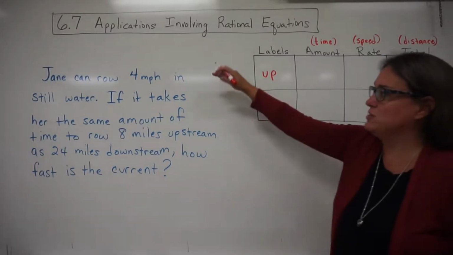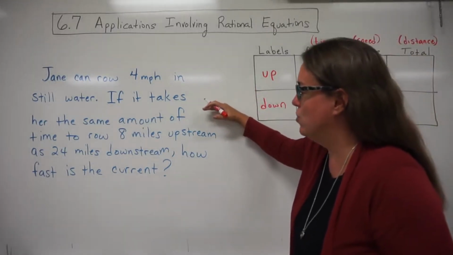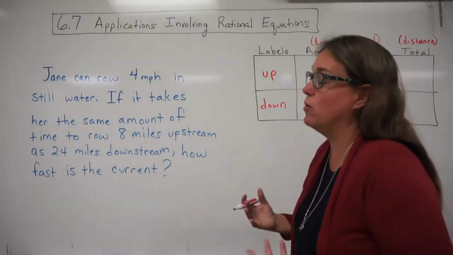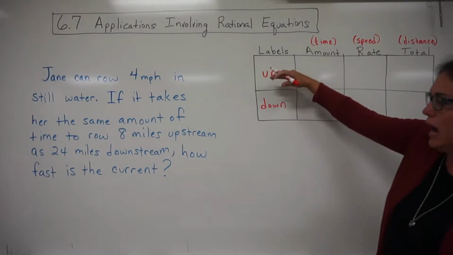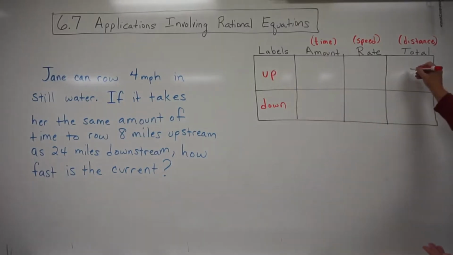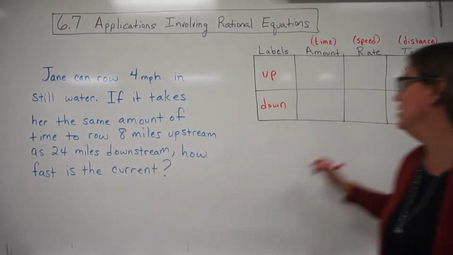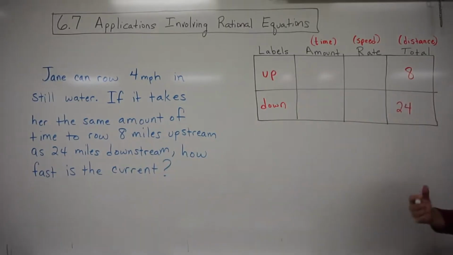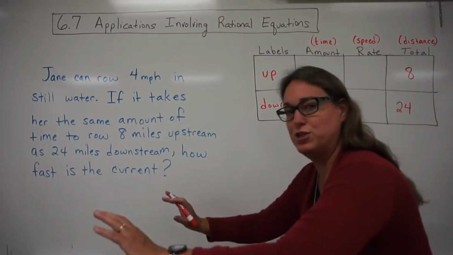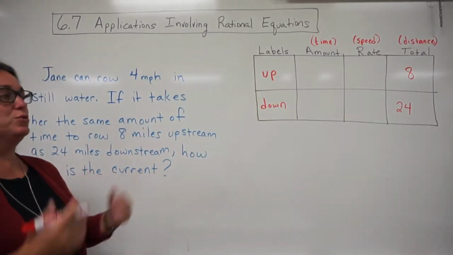Jane can row 4 miles per hour in still water. It takes her the same amount of time to row 8 miles upstream as 24 miles downstream. So total distance upstream is going to be 8 miles. Total distance downstream is going to be 24 miles. And that's because in that same amount of time, if she's going downstream, then the current is pushing her along. But if she's rowing upstream, then the current is pushing her back.